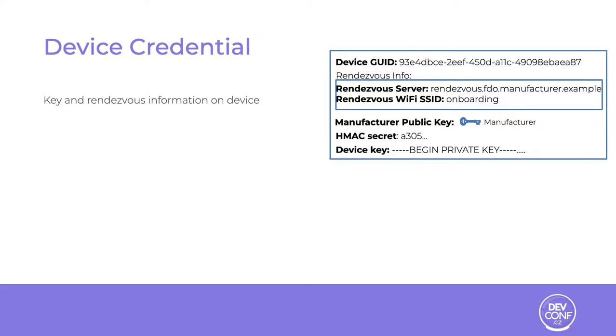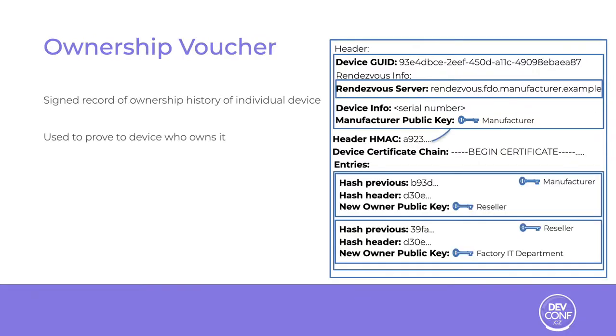So in a previous page, the ownership voucher, I said that the header part is signed by an HMAC secret. This is where it stores it. And the device has a unique device key, which has a certificate chain that was shown in the ownership voucher, just below the header HMAC. That can be used later for verifying that this device is in fact the correct device as expected.